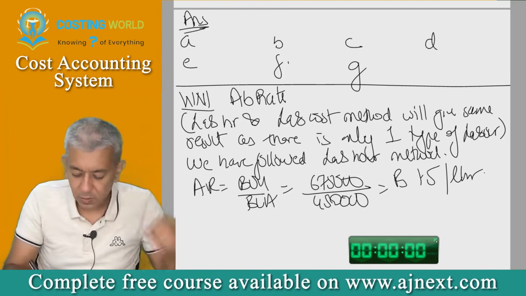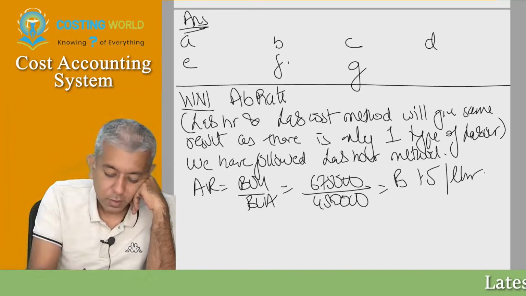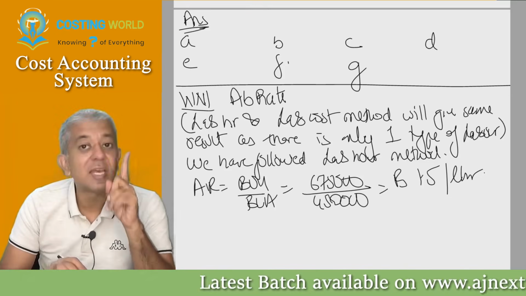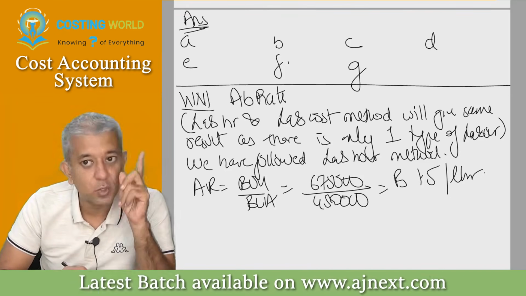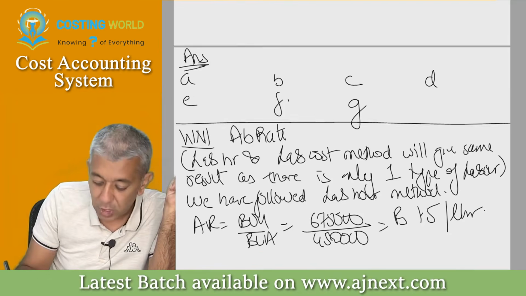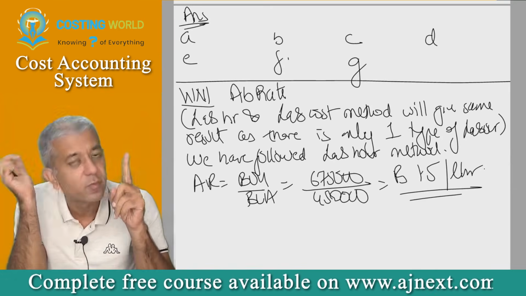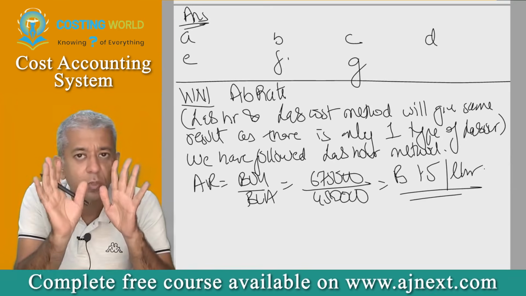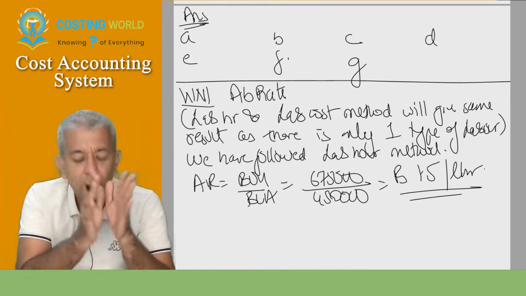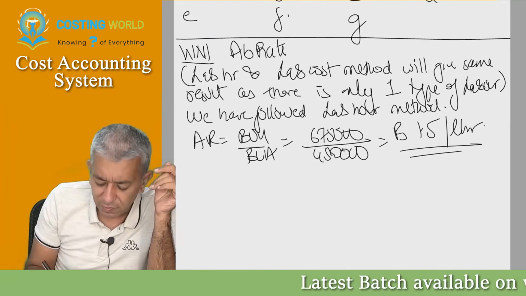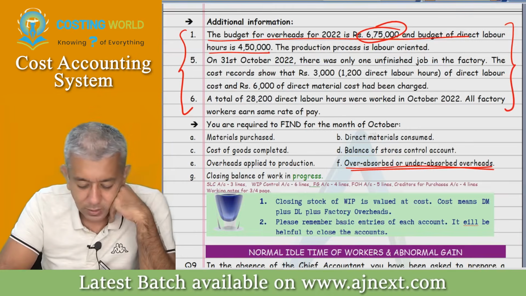We will start it off now. Listen to me. 1.5 is the absorption rate. Absorption rate is the overhead rate, boss. So you charge overheads at this particular rate. This rate means whenever the workers work for 1 hour, charge 1.5 as overheads. Is that okay? Yes. Okay.